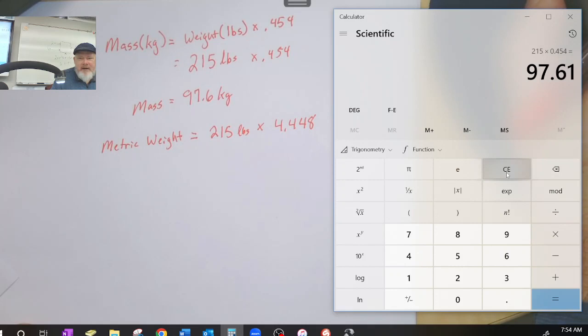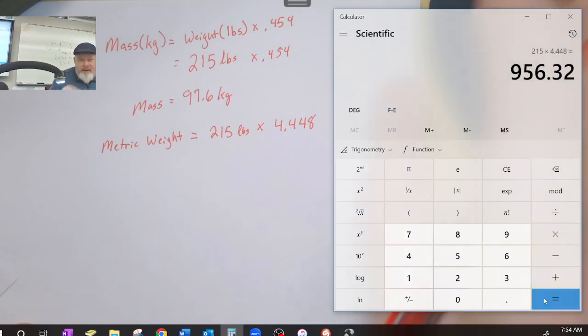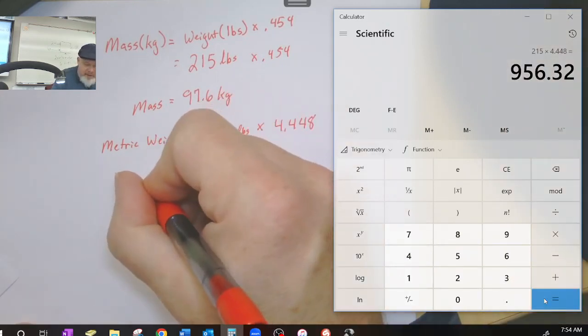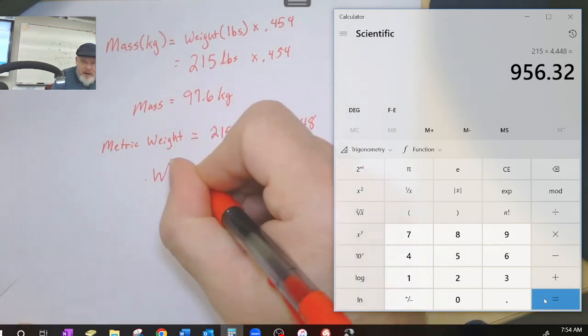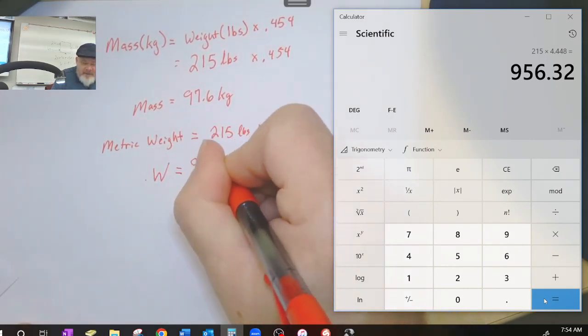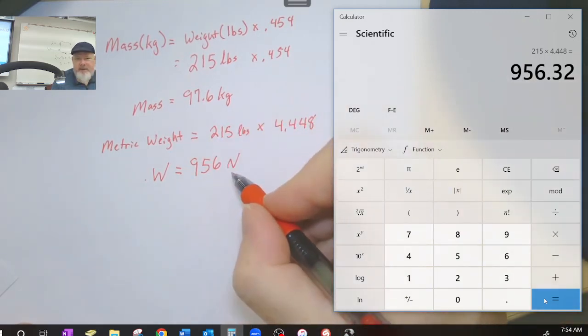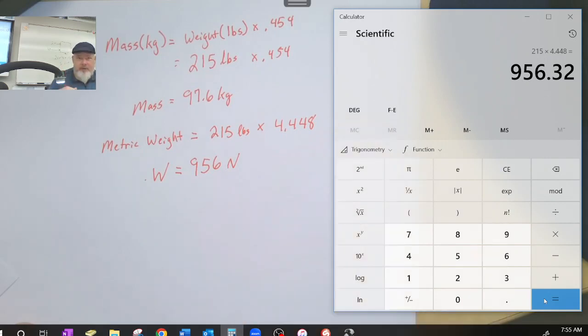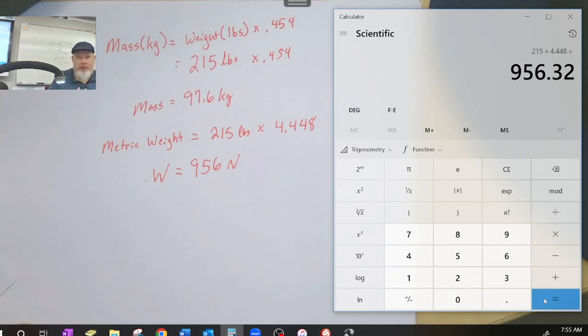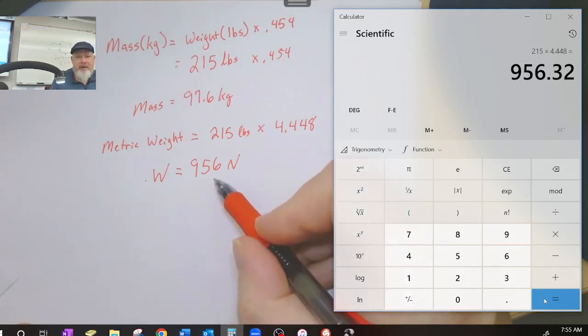All right. I'm going to use my calculator. Clear my calculator out. Type in 215 times 4.448, and that's going to give me a metric weight of 956 newtons. Remember, newtons is the measure of force. So that's how much force I am putting on the earth due to my weight force. So this is my weight force in metric.